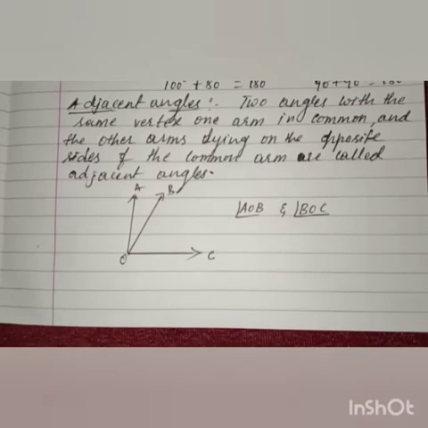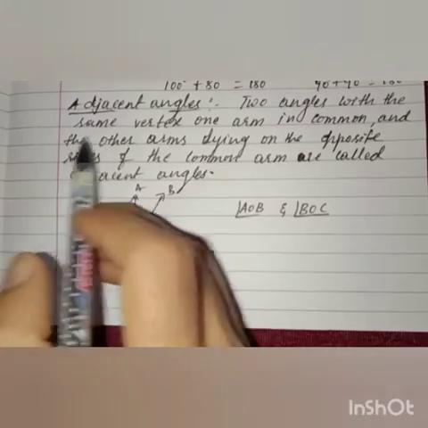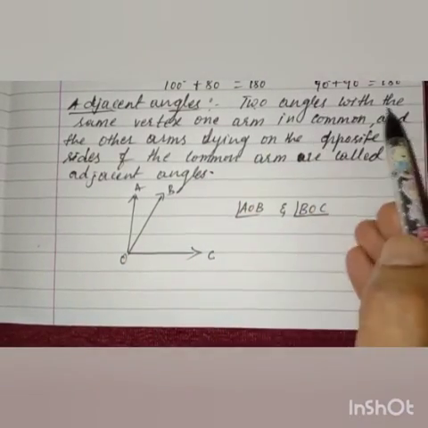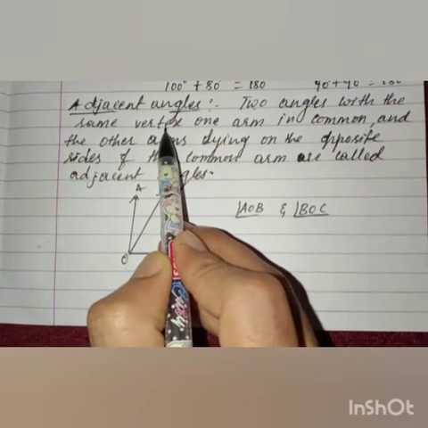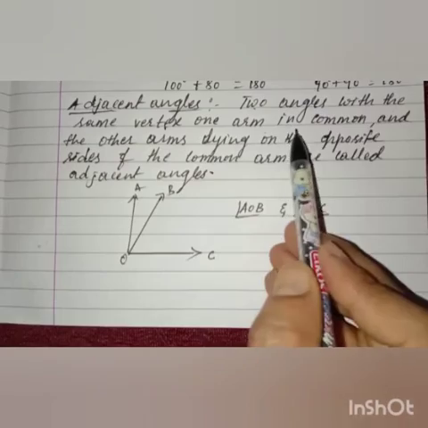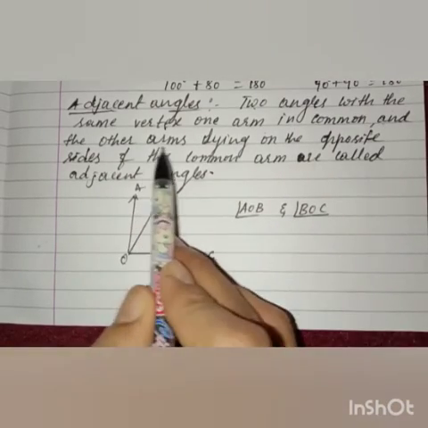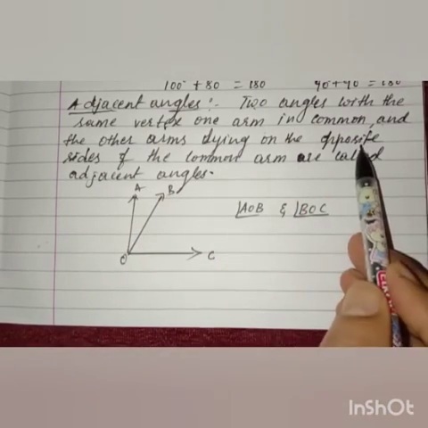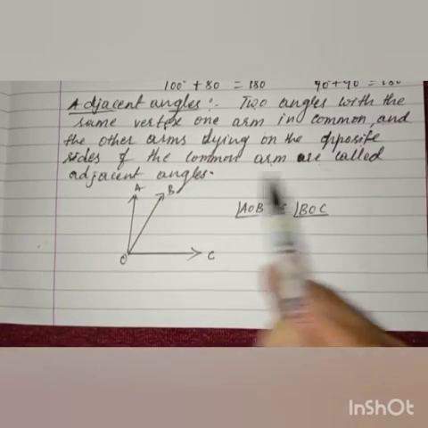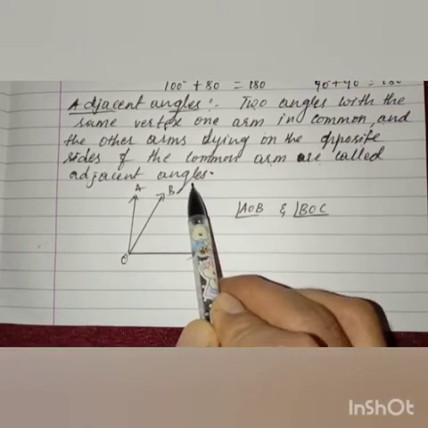And the next definition is adjacent angles. It means two angles with the same vertex, one arm in common, and the other arms lying on the opposite sides of the common arm. Such angles are called adjacent angles.